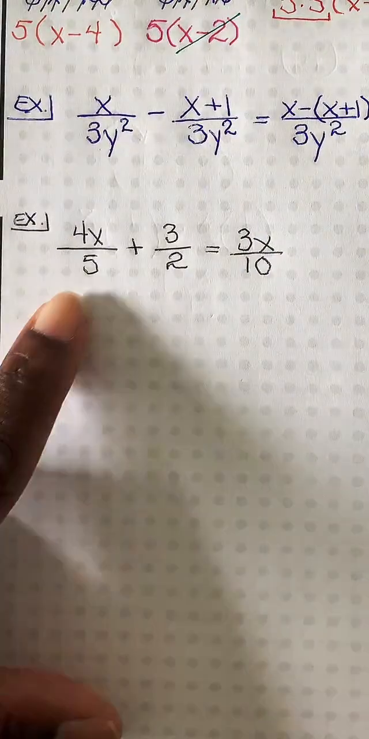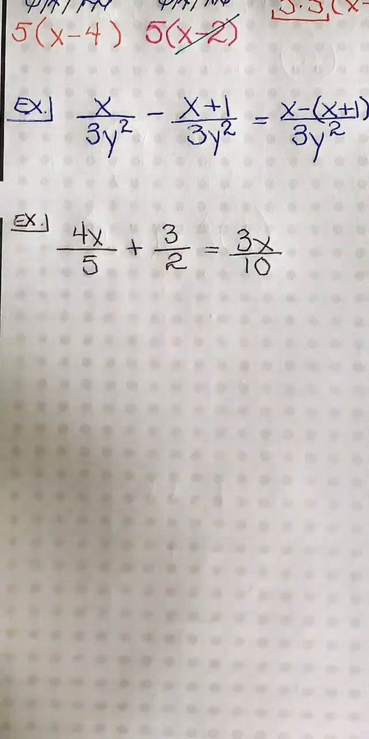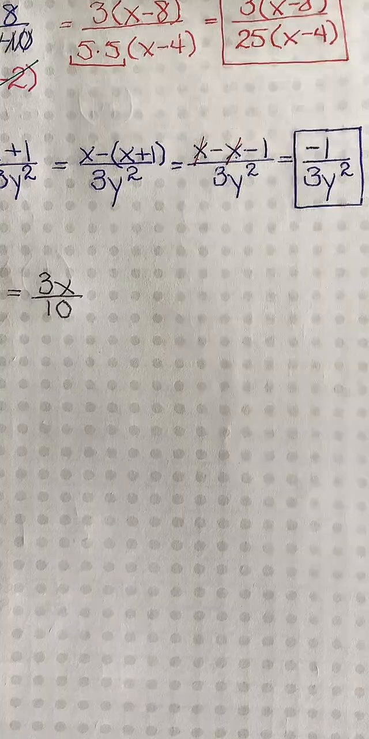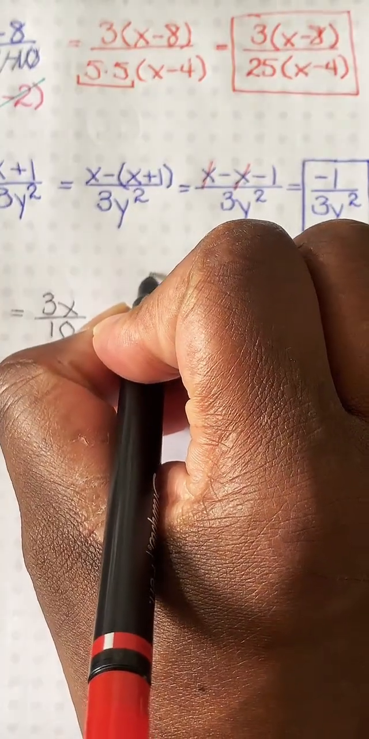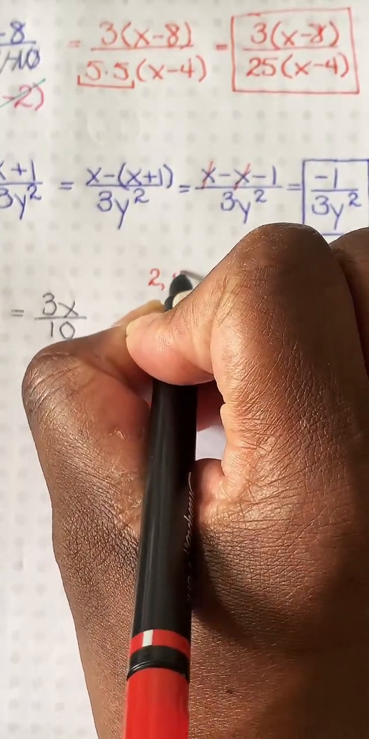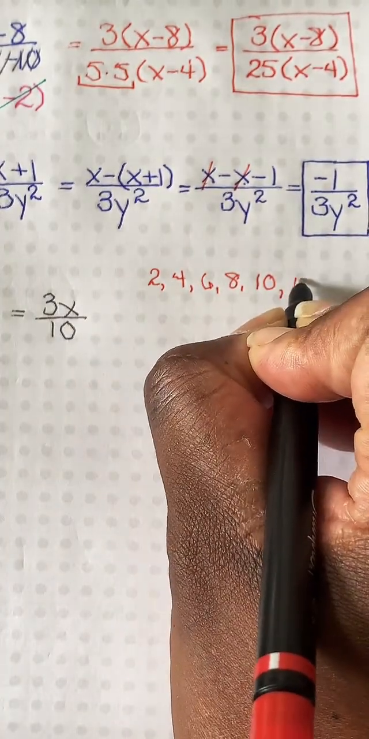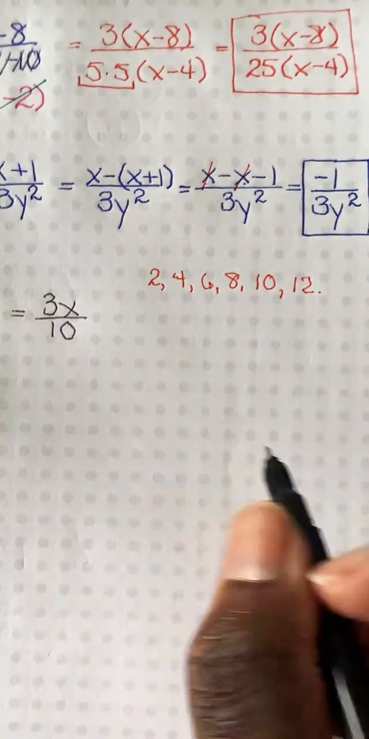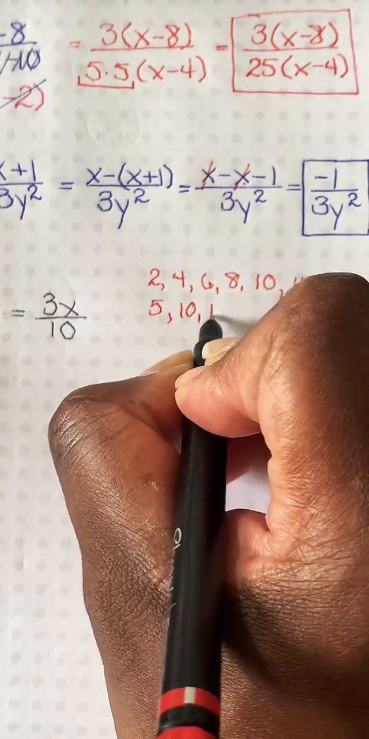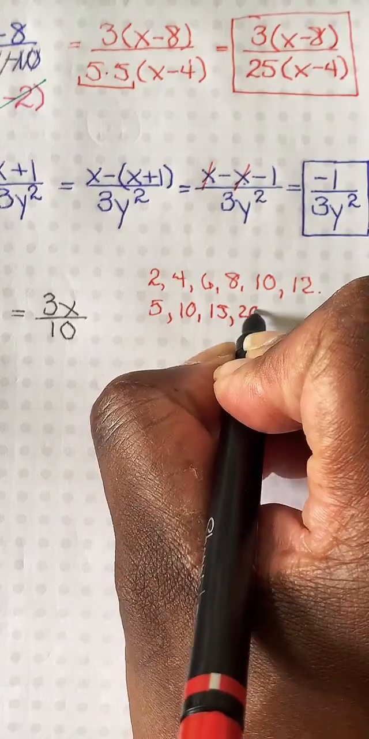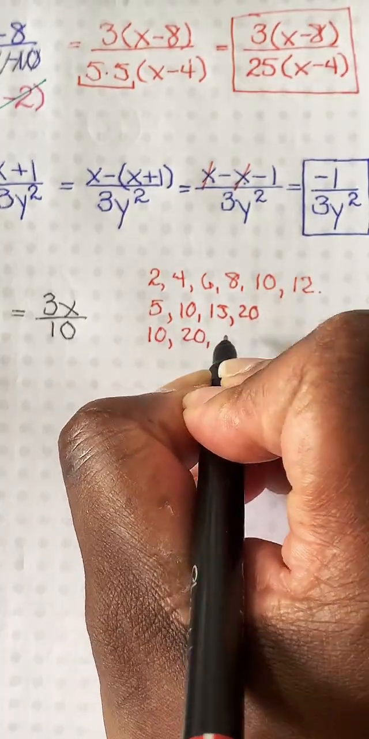So we're looking at the 5 times table and the 2 times table as well as the 10 times table. If I do the 2 times table, we're looking at 2, 4, 6, 8, 10, and I'll go up to 12. If I'm looking at the 5 times table, I have 5, 10, 15, 20. And if I do the 10 times table, I have 10, 20, and I'll go up to 30.